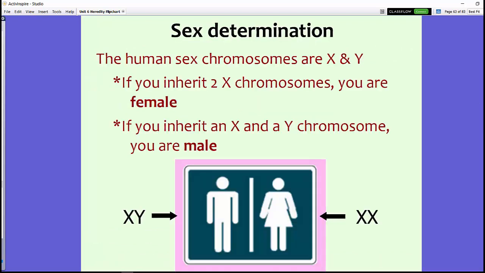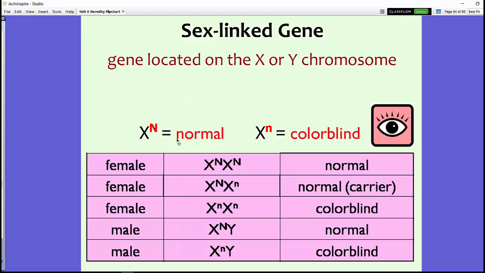Sometimes we also see traits determined by our sex because we have some genes that are carried on our sex chromosomes, typically the X chromosome. Now, remember, females, we have two X's. Males, you have an X and a Y chromosome. This is what determines our sex. Now, sometimes we have these traits, and they're typically carried on the X chromosome.